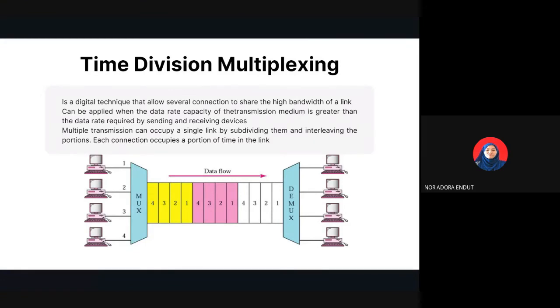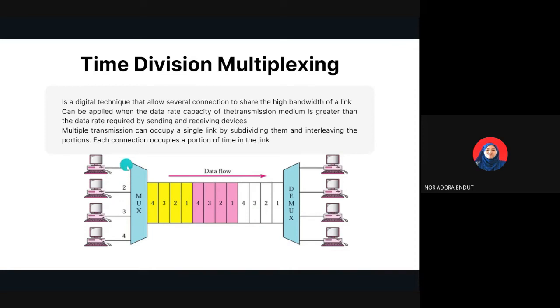Okay, so teknik yang digunakan adalah TDM, time division multiplexing. So instead of kita tengok the different frequency, sekarang since it's digital, kita bagi kita panggil time slot. So this is the data flow. What we do when we want to send the data adalah kita pecahkan giliran. So ni time slot lah, time slot 1, 2, 3, 4, maksudnya giliran untuk station 1, station 2, station 3, station 4.